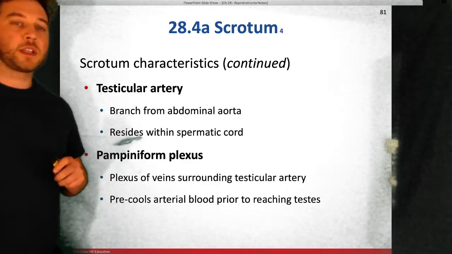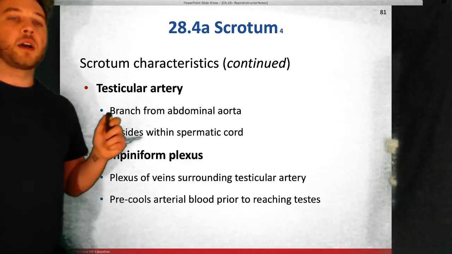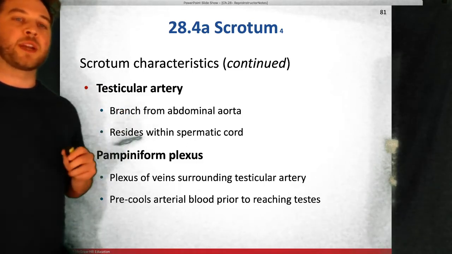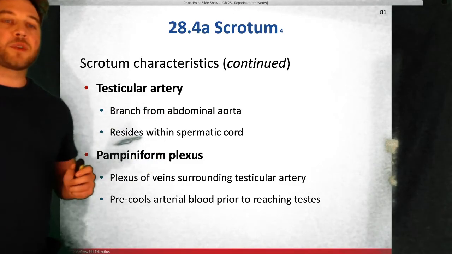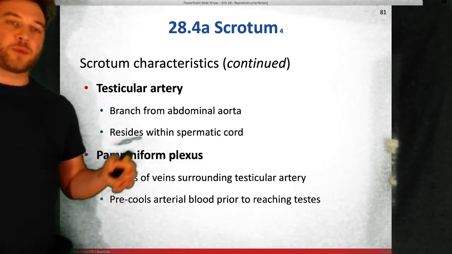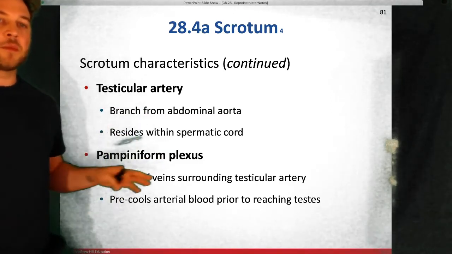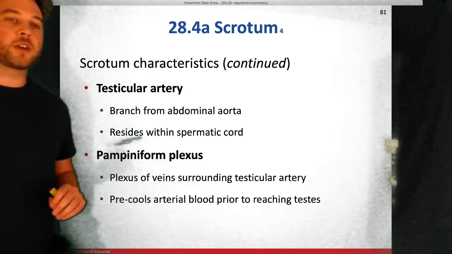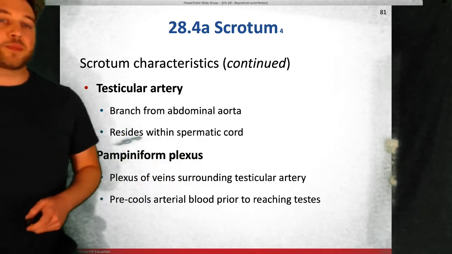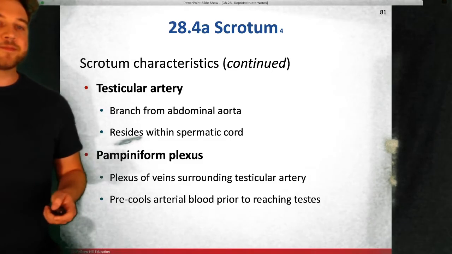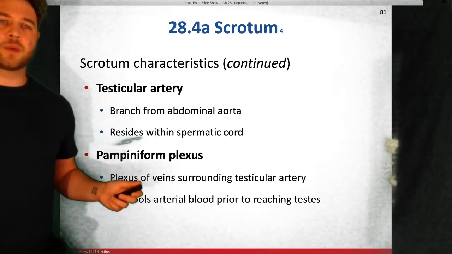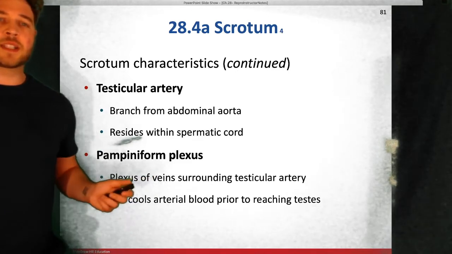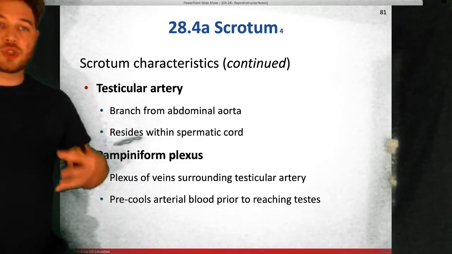Let's see, do we talk about it here? I think we do soon. You have a testicular artery from the abdominal aorta within that spermatic cord as well. The pampiniform plexus, remember a plexus is just a network of veins. It's a network of veins surrounding the testicular artery. It pre-cools arterial blood prior to reaching those testes. I think I said network of nerves? I hope I didn't. A plexus is just a network of any kind of tubular system.